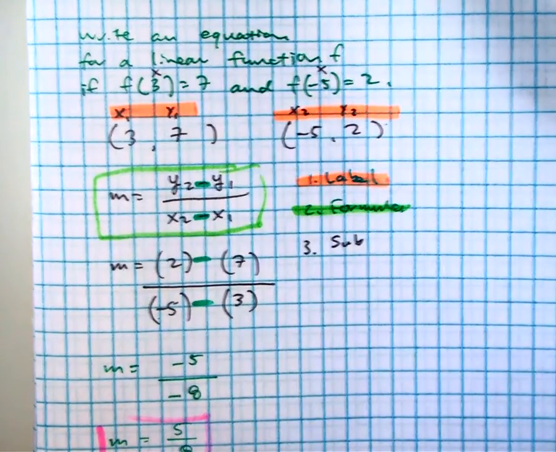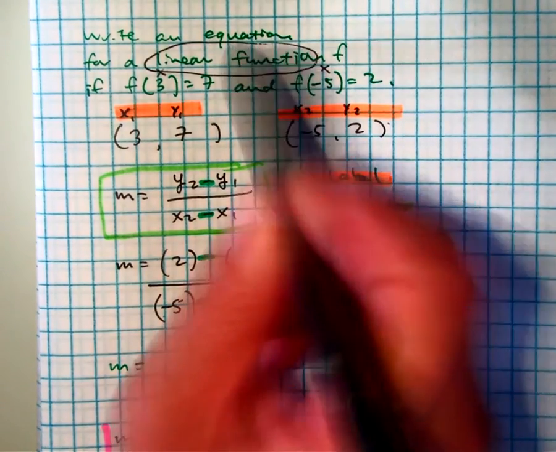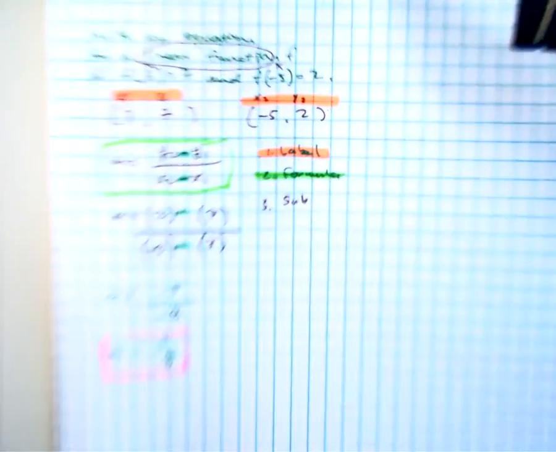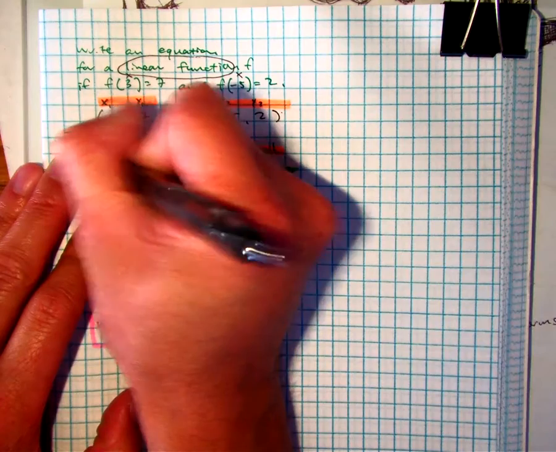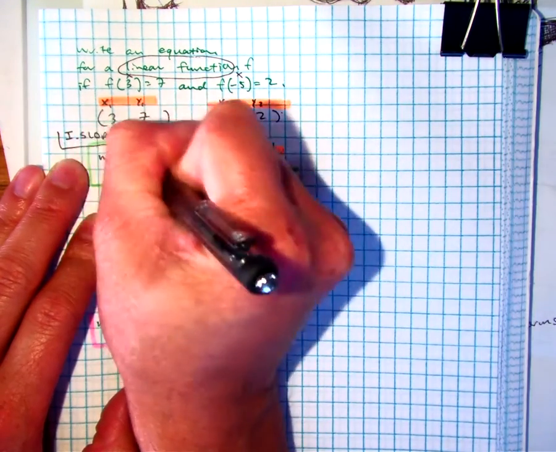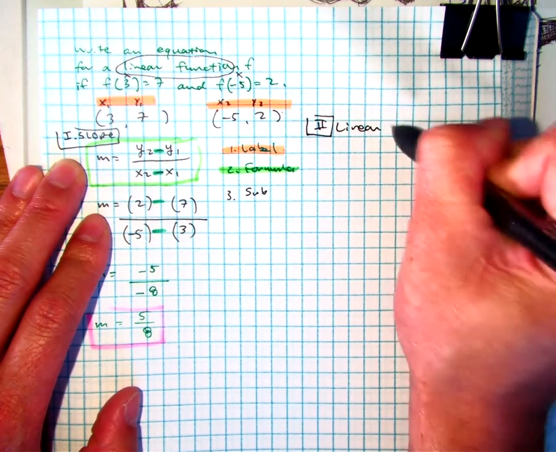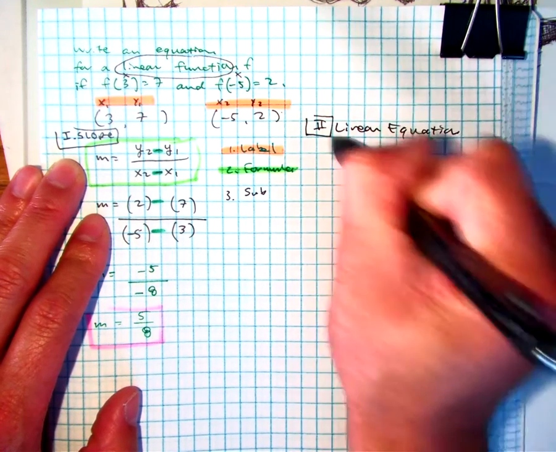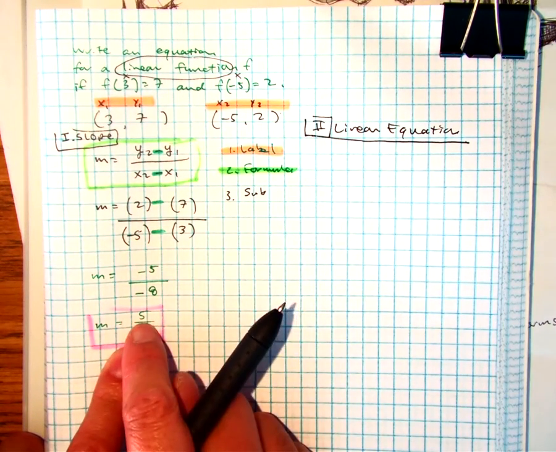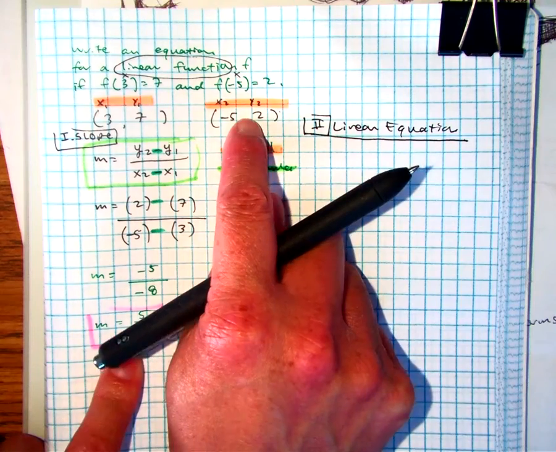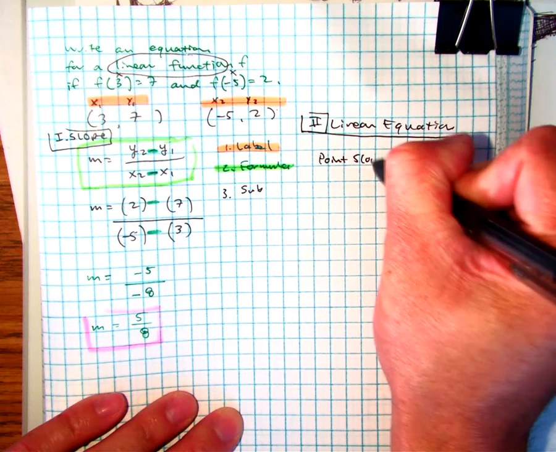Okay, there are 3 linear equations. Let's think about this. What we've done so far is we just found slope. And now we're going to find our linear equation. We found slope. I have a point. I can use which form? Point slope form. Talk to your partner. What do you think point slope form is?